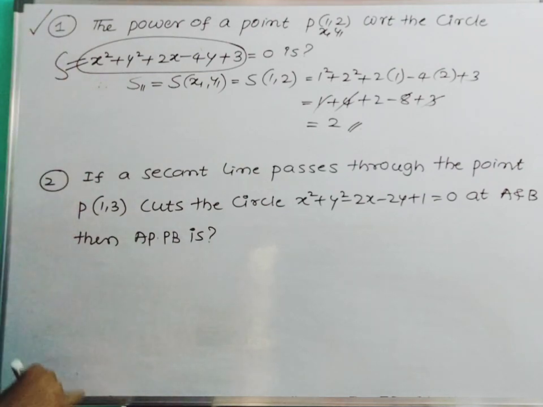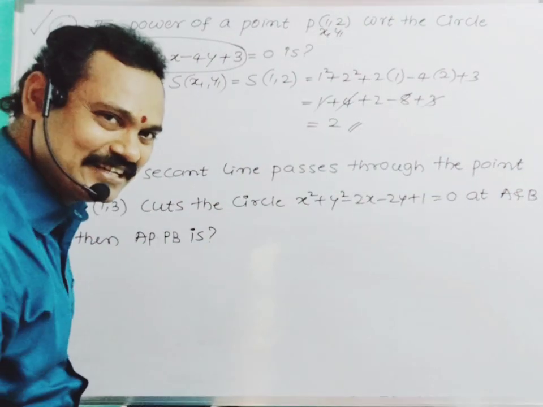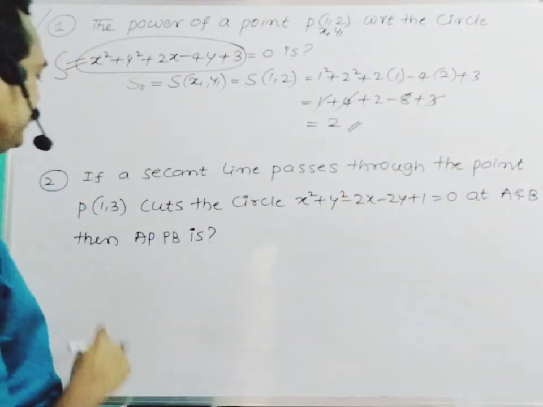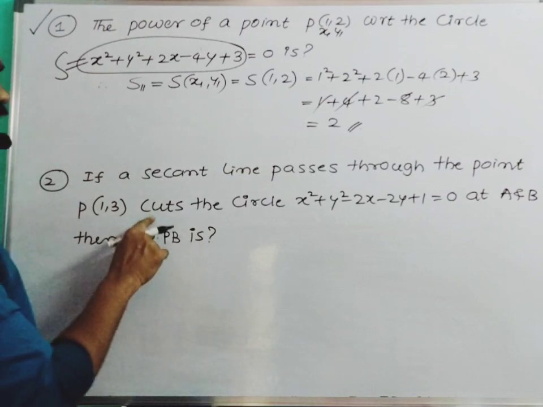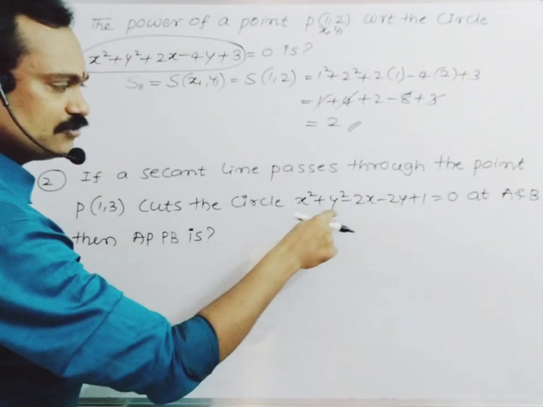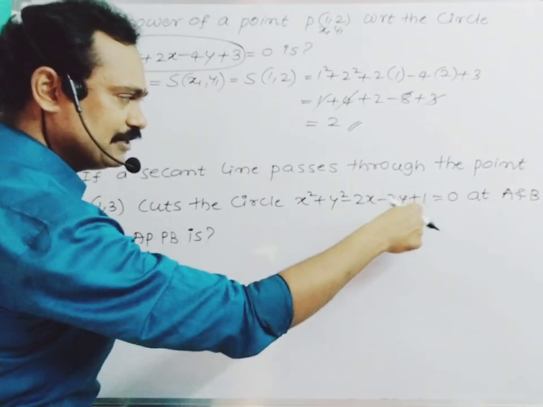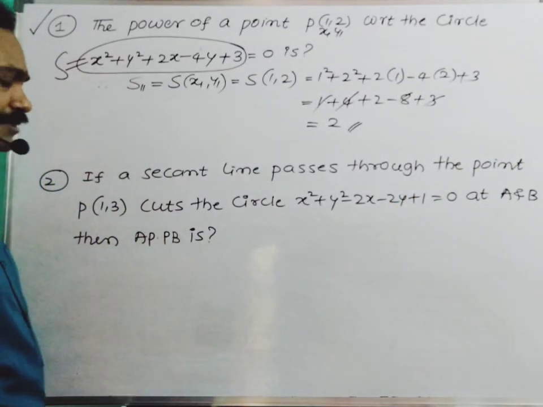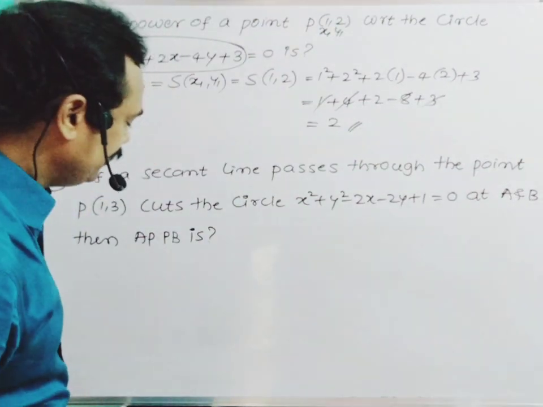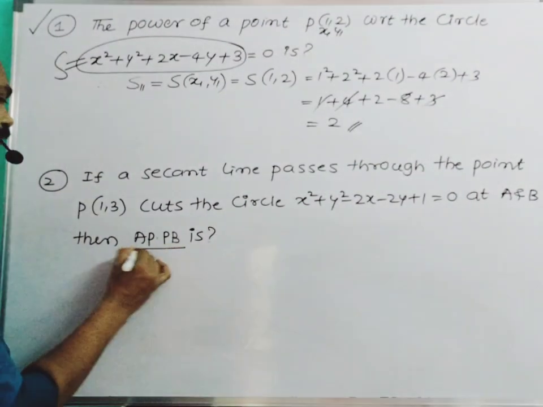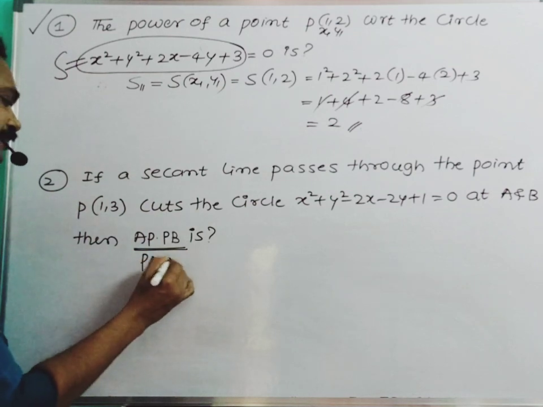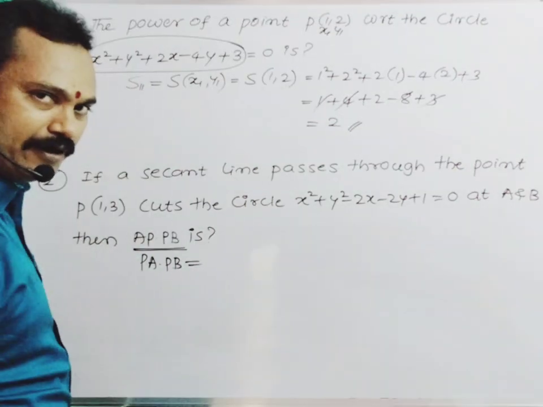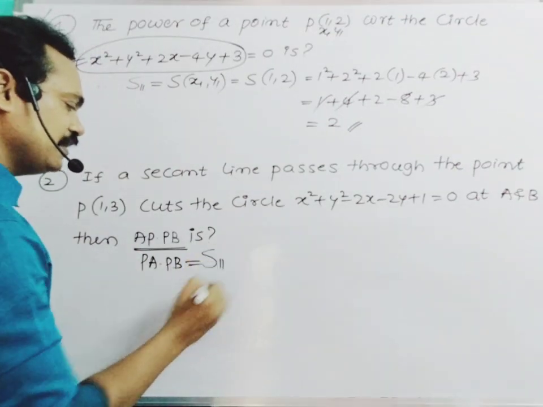Let's come to our second question. Model is changed, don't get confused. If a secant line passes through the point P of (1, 3) and cuts the circle x square plus y square minus 2x minus 2y plus 1 equals 0 at A and B, then AP into PB is how much? This is nothing but PA into PB, both expressions are the same. PA into PB is the power of a point with respect to a circle, that is S11 only.